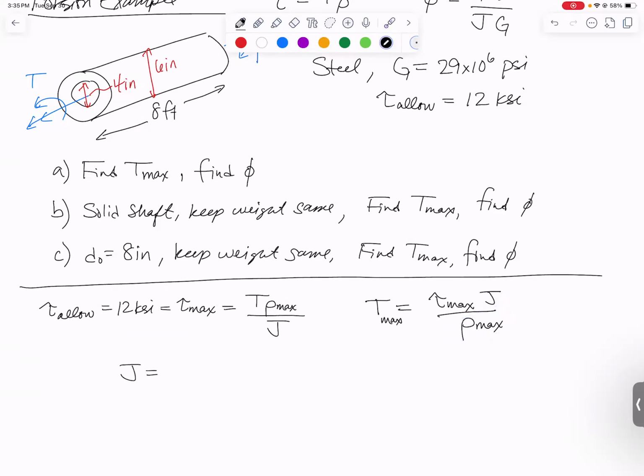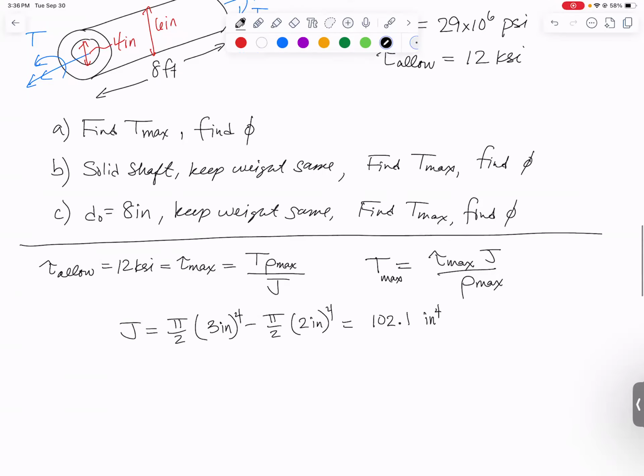So J is going to be pi over 2 times the radius to the 4th, but this is hollow. So we're going to do pi over 2 times the outer radius to the 4th minus pi over 2 times the inner radius to the 4th. Looks like 2 inches. So J comes out to be 102.1 inches to the 4th power.